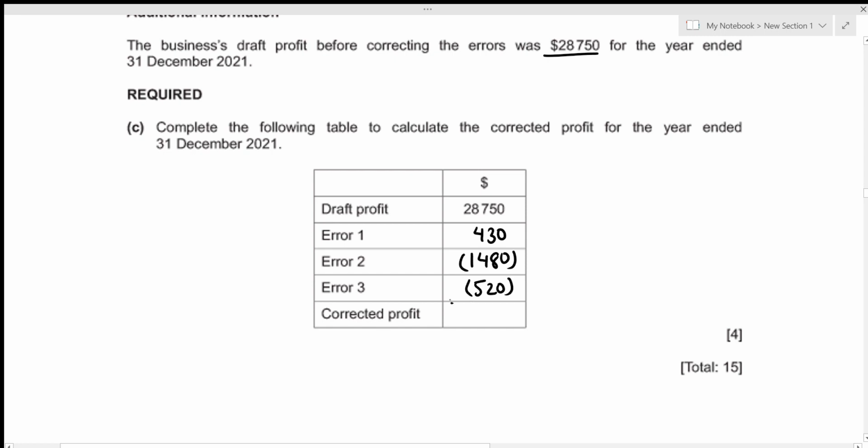Now we can easily figure out the corrected profit. That's just going to be the sum of these four amounts. So that's 28,750 plus 430 minus 1,480 minus 520, which results in the corrected profit of 27,180. And this concludes the third part of this question as well as this entire question.